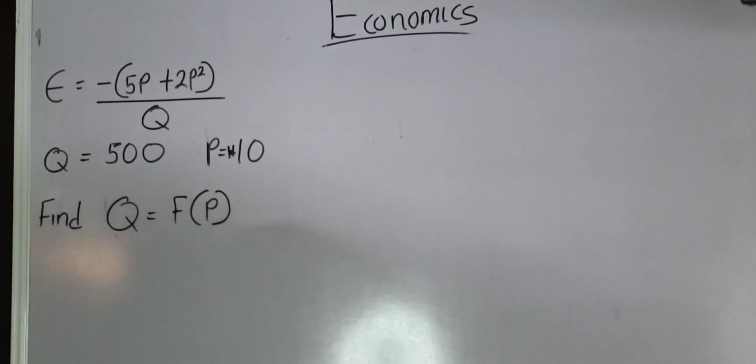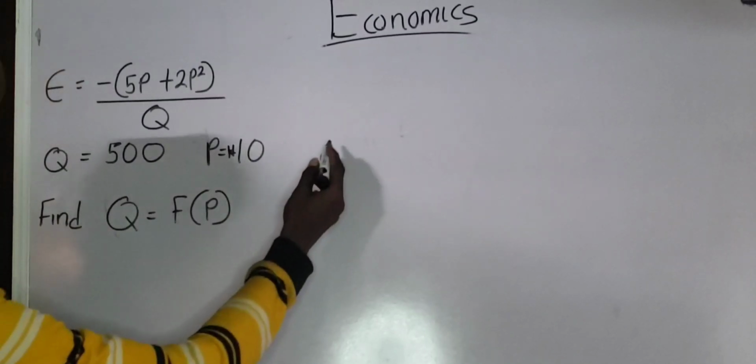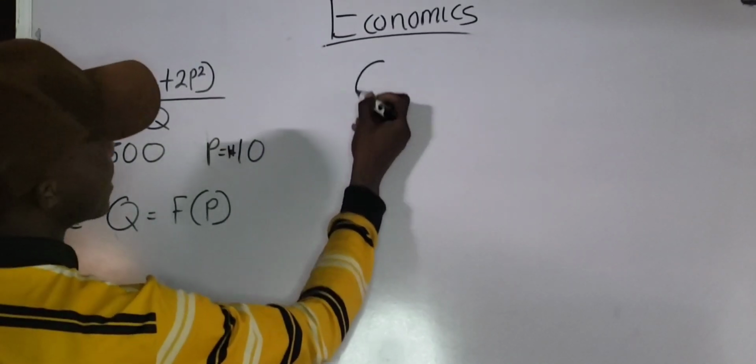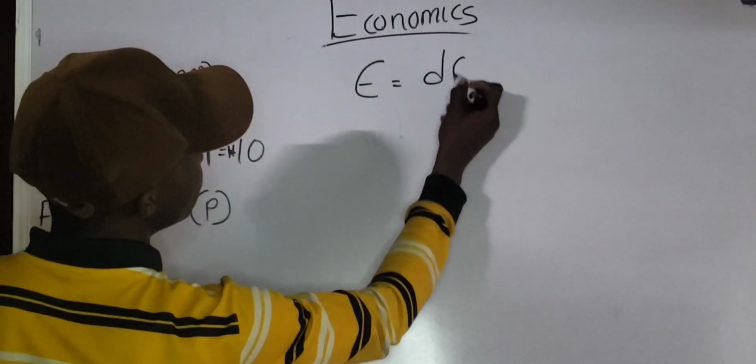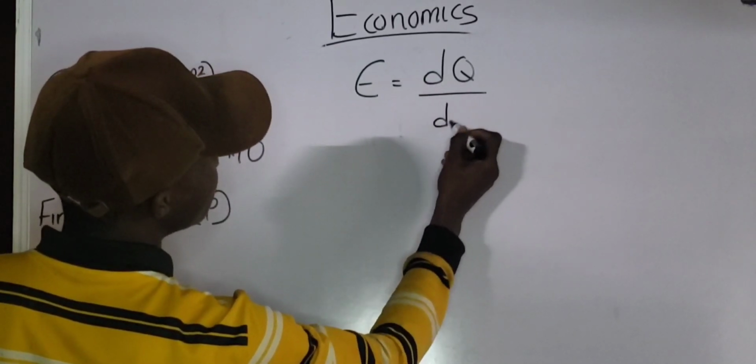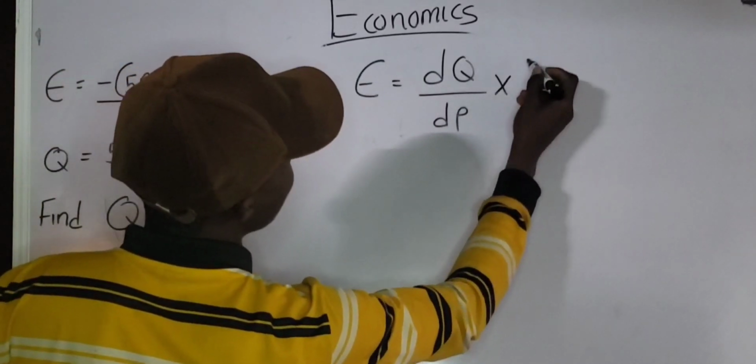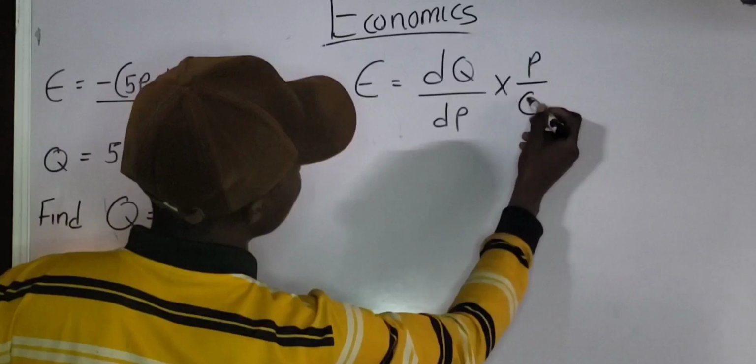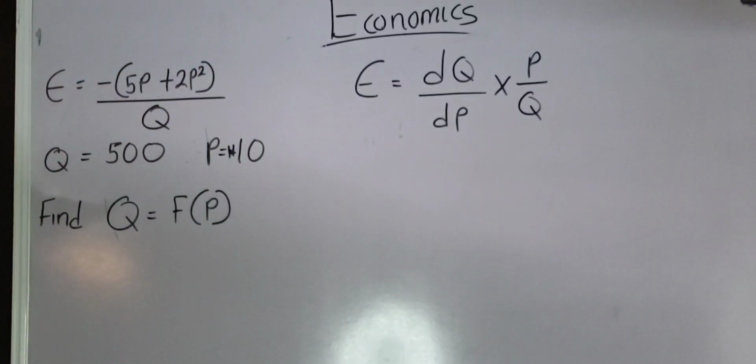Now I want you to pay attention. To solve this question, you have to remember the elasticity formula. From your basic economics, the elasticity formula is given by this. The elasticity is equal to dQ over dP multiplied by P over Q. This is the elasticity formula, if you still remember it from your basic economics.